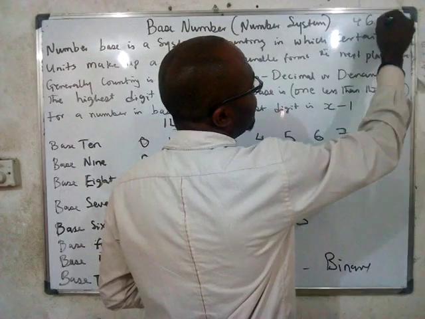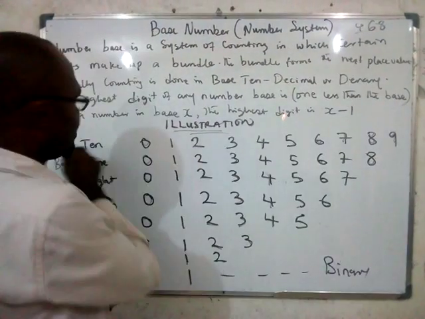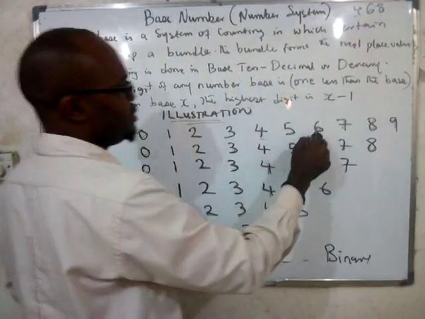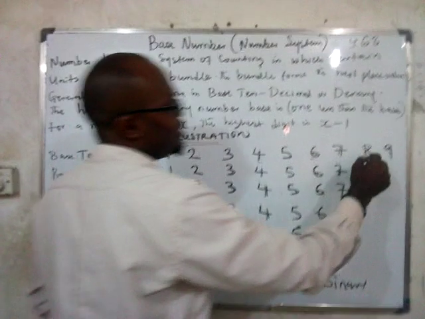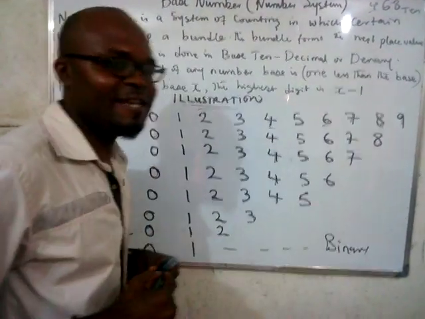If you want to write 568 naira, 568, is it not? Yes, sir. This 5, can you find it in base 10 number? Yes, sir. This 6, can you find it? Yes, sir. This 8, can you find it? Yes, sir. Because we are counting in base 10. Is that clear? Yes, sir.